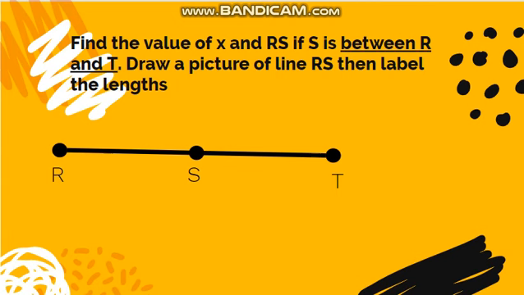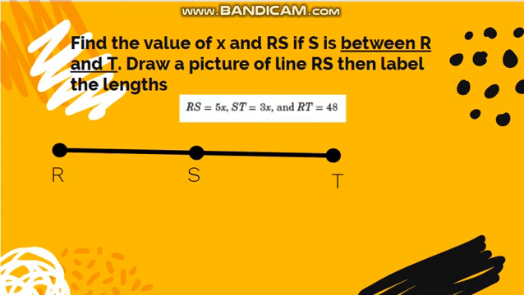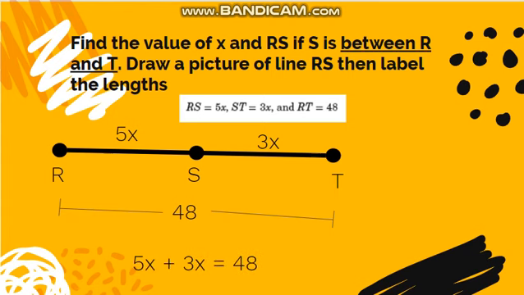So in our first problem here, we see that RS is 5x, ST is 3x, and RT altogether is 48. So we sketch that out for this first problem. 5x, 3x, and the whole thing is 48. But using this, we can set up a linear equation. We can say that we know 5x plus 3x added together is going to give us 48 units.